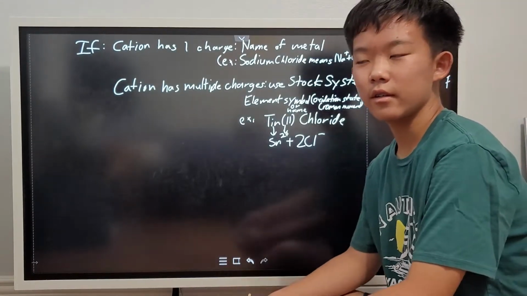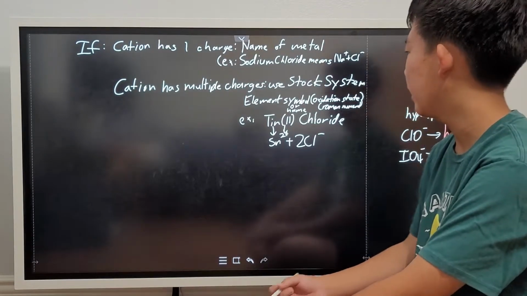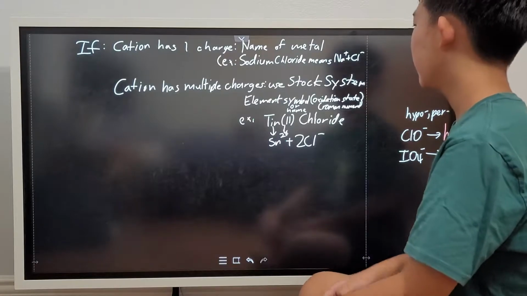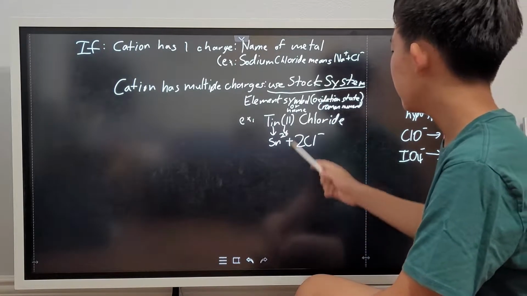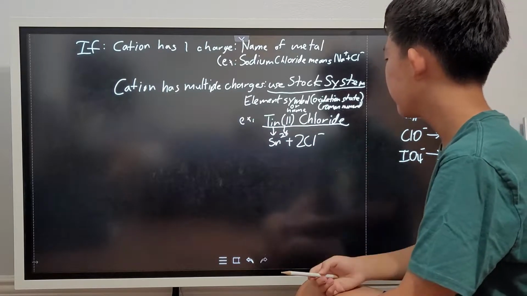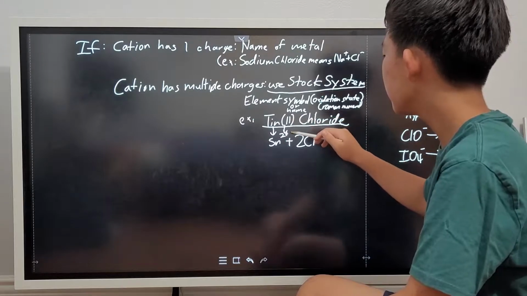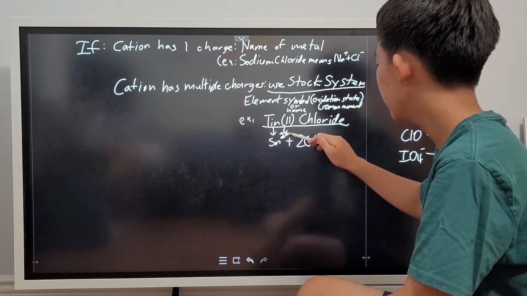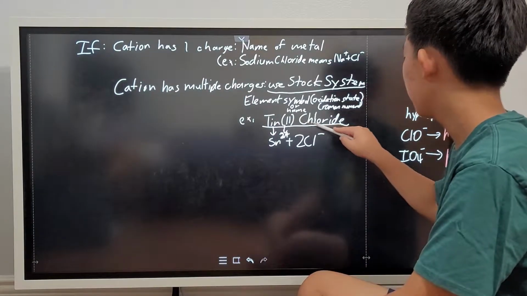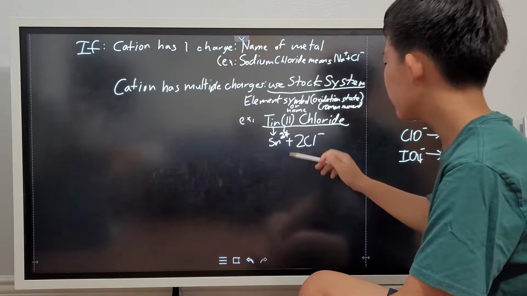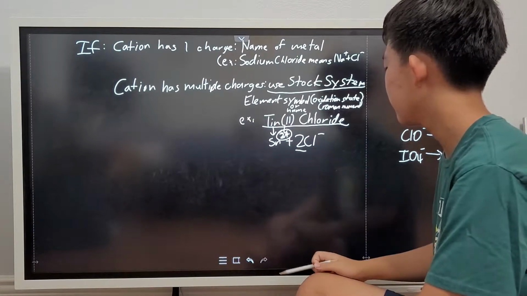But what if the metal of the cation has multiple charges, like say tin? Well, as mentioned before, let's use the stock system. If we use tin(II) chloride, for instance, the tin, Sn, and 2, here, because it's 2, we put 2 plus, and of course we put our anion name, chloride. Now because tin's oxidation state here is 2 plus, we put 2 chlorines.